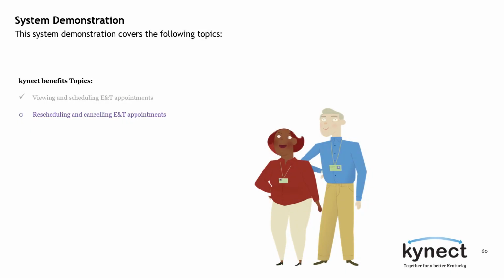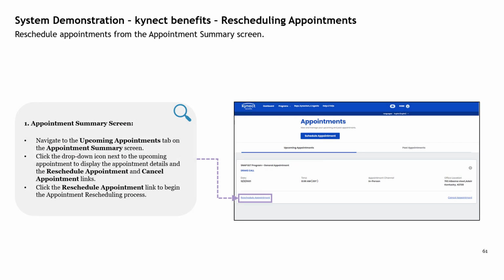Now we walk through rescheduling and canceling ENT participants' appointments. ENT participants may reschedule appointments by navigating to the Upcoming Appointments tab on the Appointment Summary screen. Click the drop-down next to the Upcoming Appointment to display the appointment details and the Reschedule Appointment and Cancel Appointment links. Click the Reschedule Appointment link to navigate to the Member Details screen and begin the rescheduling process.